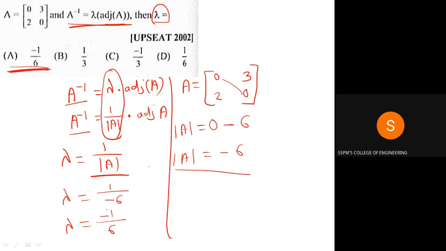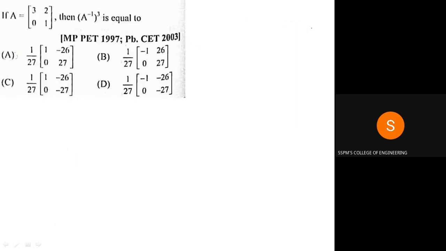This is also asked in some entrance exam before. So that's how you find the value of lambda. One thing you should always remember is that formula for A inverse, 1 upon determinant of A into adjoint of A. Okay. Here is another example. This is also asked in some CET exam twice, in 2003 and 97.